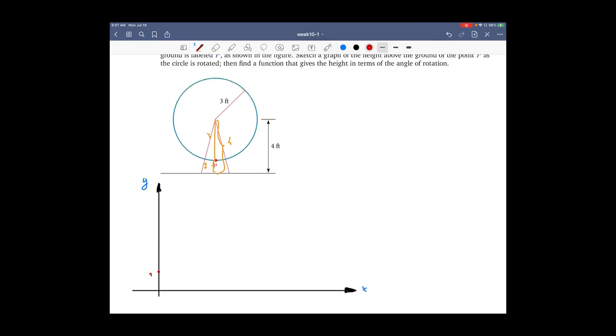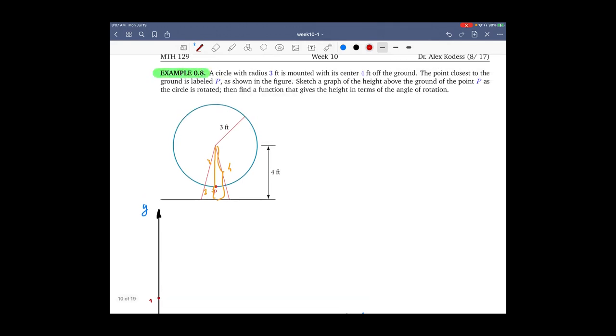Then we start rotating the wheel, the circle. I don't know in which direction. I don't know if it matters. Say in that direction. The height of the point starts increasing to its maximum. And maximum is where? Maximum is at this point. And because this distance is 3, and this distance is 3, and this distance is 1, at this point the height of point P will be 7 feet off the ground.